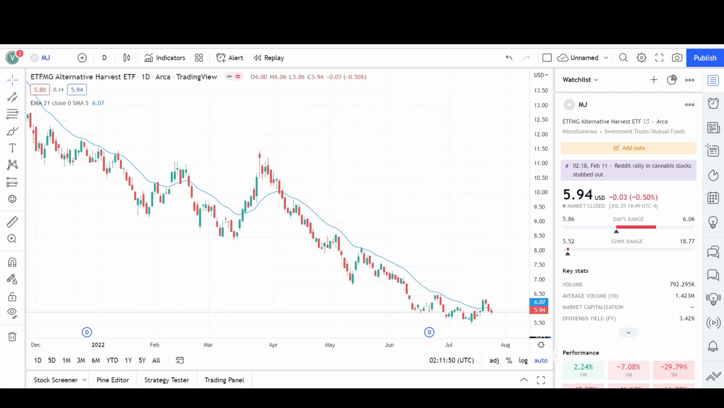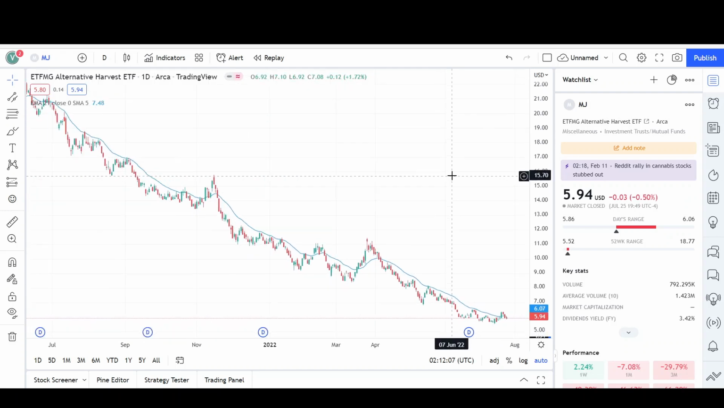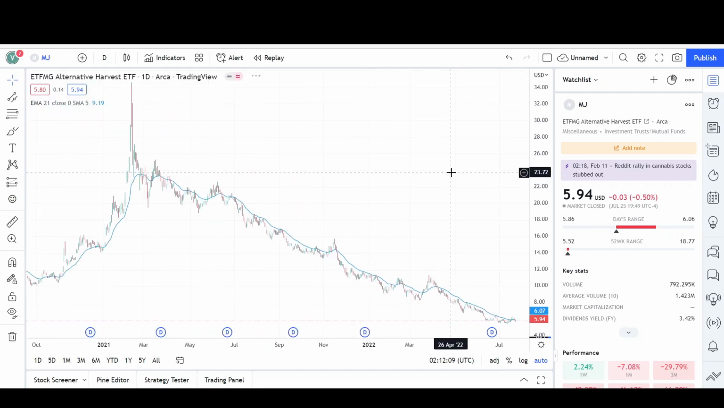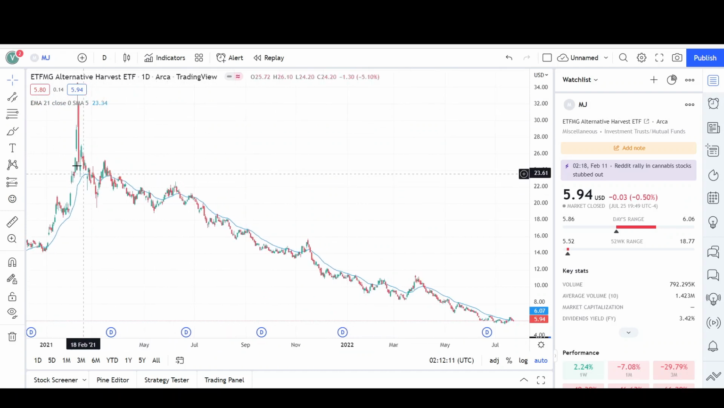I will first go over what I see in the daily chart and finish the video off with the weekly chart. Here we have the daily chart for MJ, and if I zoom out, the chart is very ugly. We've been going down for quite a long time, and this is a very healthy downtrend.